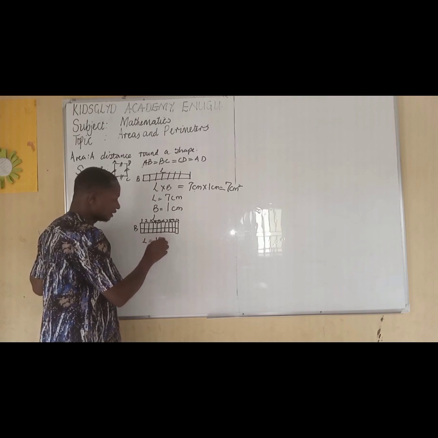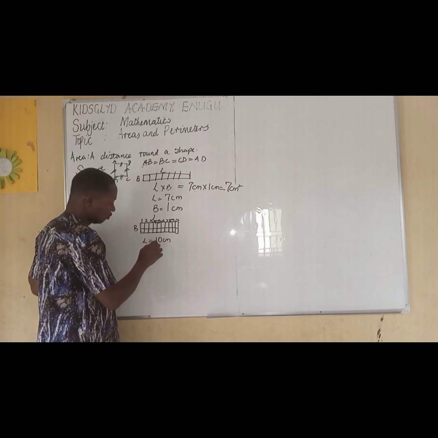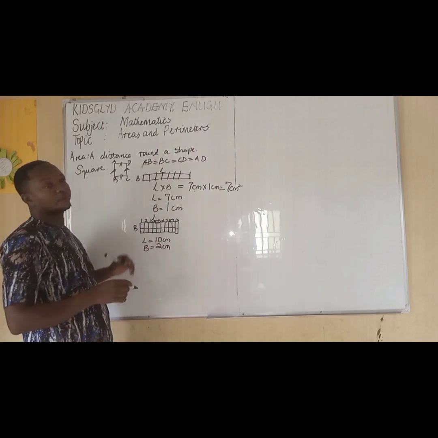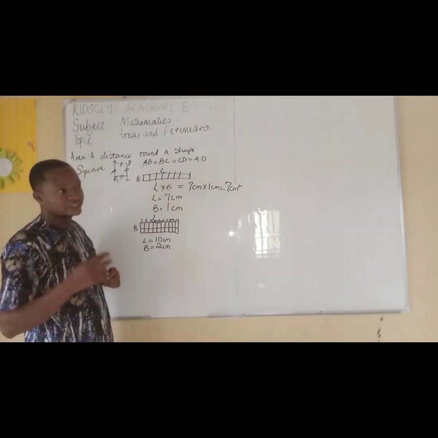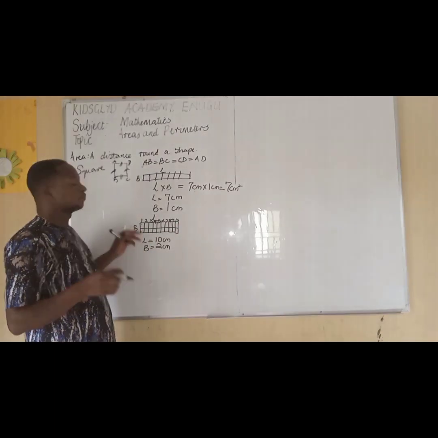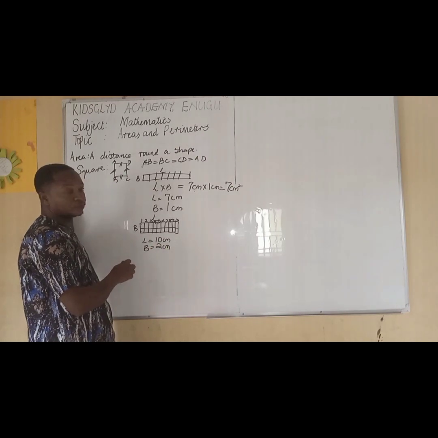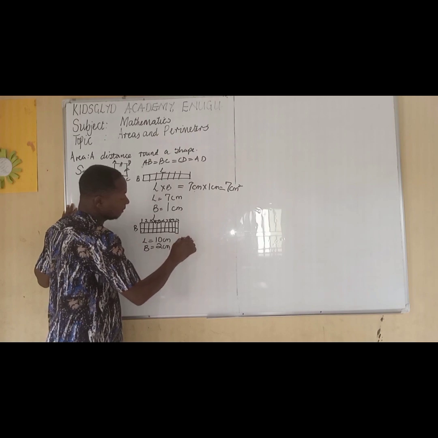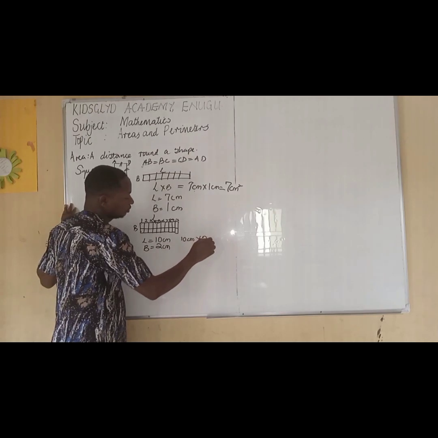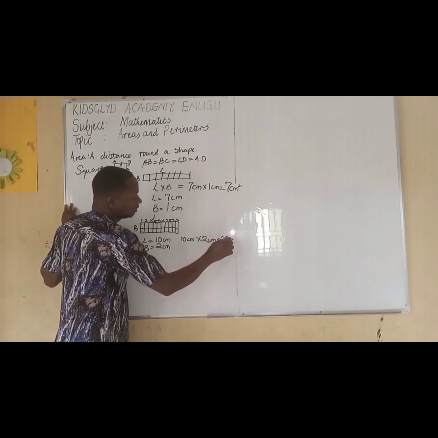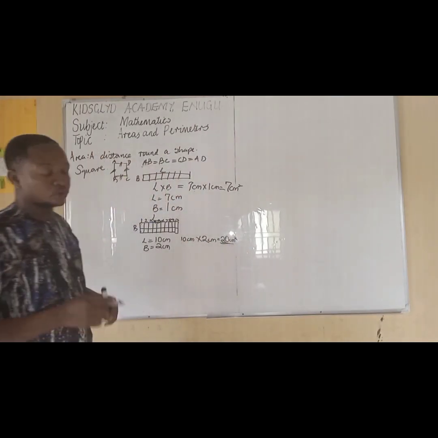For the length, we have 10 centimeters. Then for the breadth, we have 1 and 2. The breadth is 2 centimeters, meaning that each of the boxes is 1 centimeter. So the 2 boxes here represent 2 centimeters, while the 10 boxes here represent 10 centimeters. So now, how do we get this? 10 centimeters times 2 centimeters, this side multiplied by this side. It gives us 20 centimeters square, sorry. So from this we know the areas.